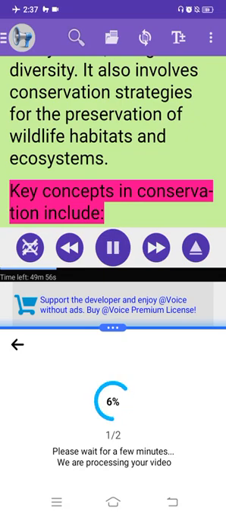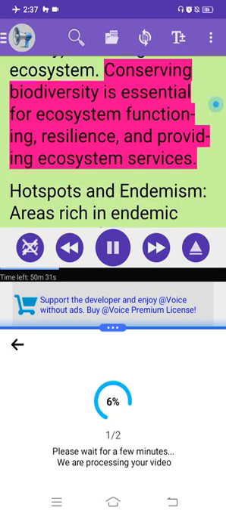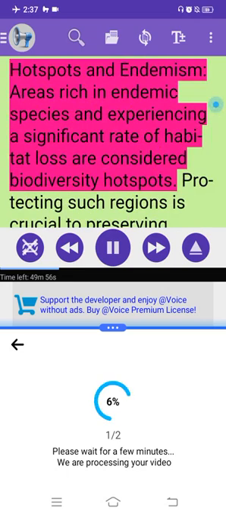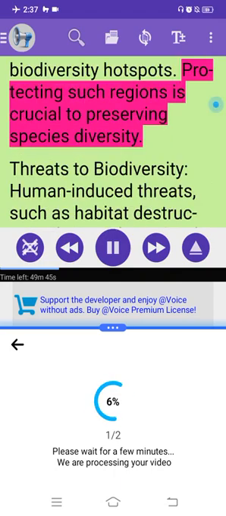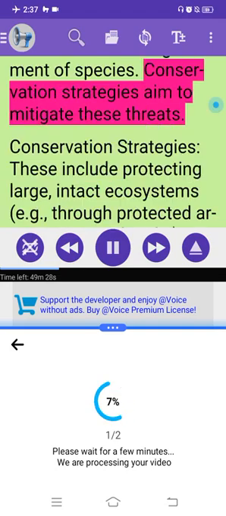Key concepts in conservation include biodiversity, the variety of life forms, species, genetic, and ecosystem diversity within a given ecosystem. Conserving biodiversity is essential for ecosystem functioning, resilience, and providing ecosystem services. Hotspots and endemism. Areas rich in endemic species and experiencing a significant rate of habitat loss are considered biodiversity hotspots. Protecting such regions is crucial to preserving species diversity. Threats to biodiversity. Human-induced threats, such as habitat destruction, climate change, pollution, overexploitation, and invasive species, contribute to the endangerment of species. Conservation strategies aim to mitigate these threats.